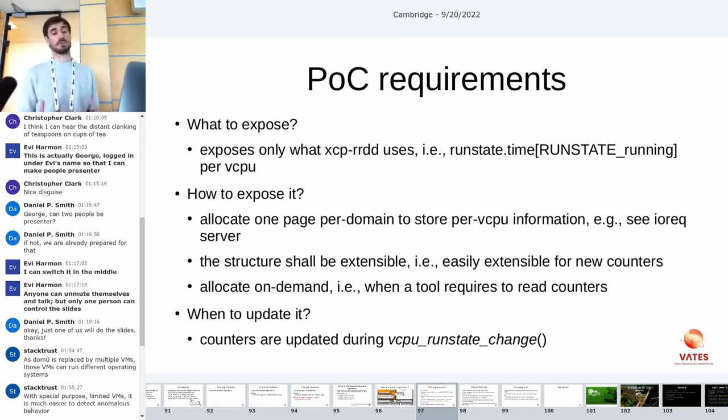Then another question was when we were going to allocate this information, because not everyone wants to get these counters. So maybe you want to do it for some guests and not for another one. So the allocation is going to be on demand, let's say. And the third question was when we're going to update these counters. I decided to do it on the VCPU run state change, for example.